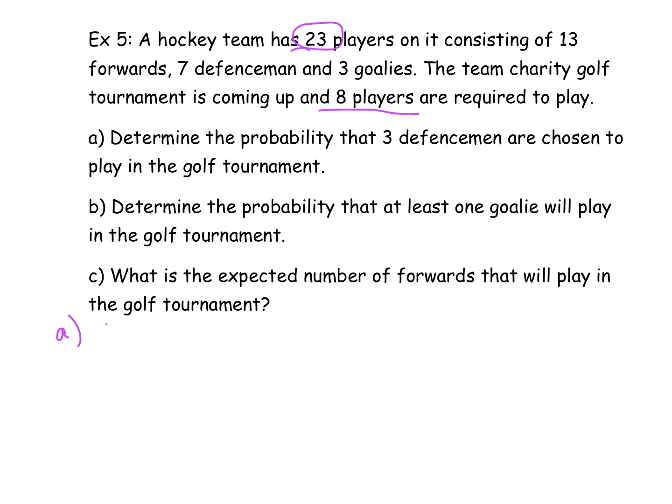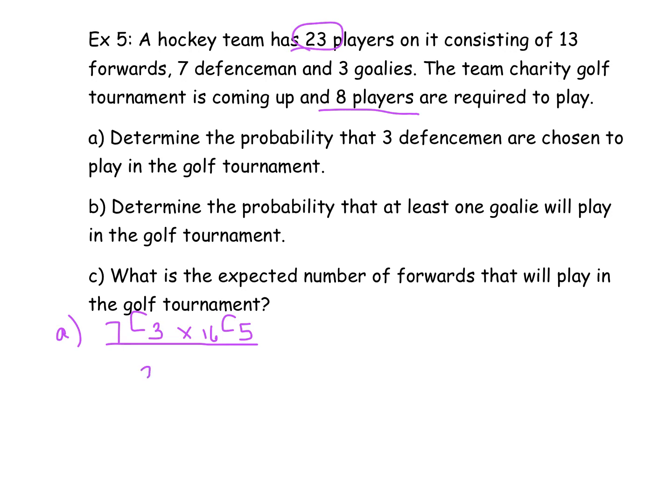We have 7 defensemen, and we need to choose 3 of them in order for that to happen. That means out of our 8 players, we've already got 3 chosen. And so we're now going to choose 5 from the remaining players. None of the rest can be defensemen. And so we have only 16 left to choose from for the remaining 5 players.